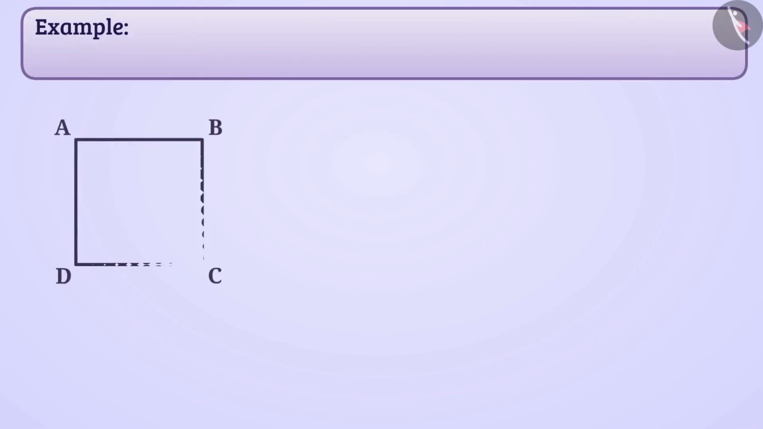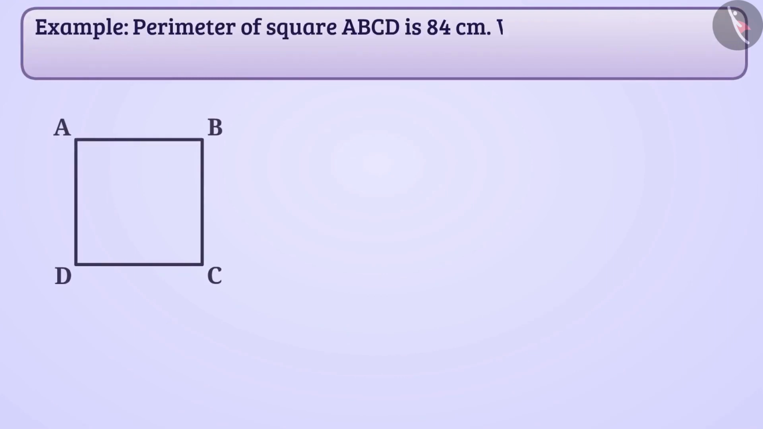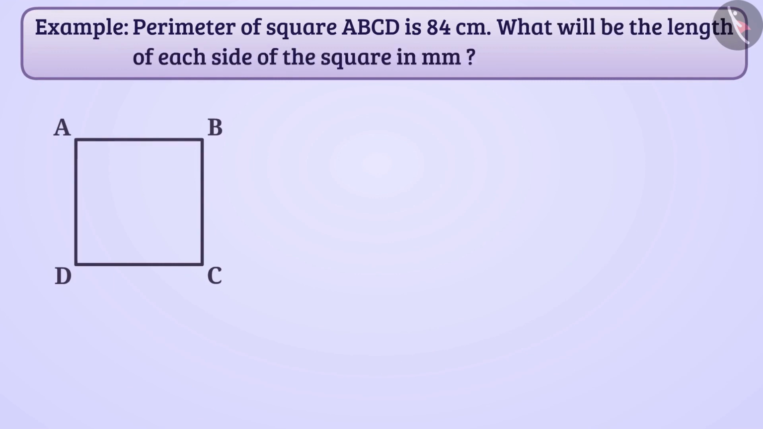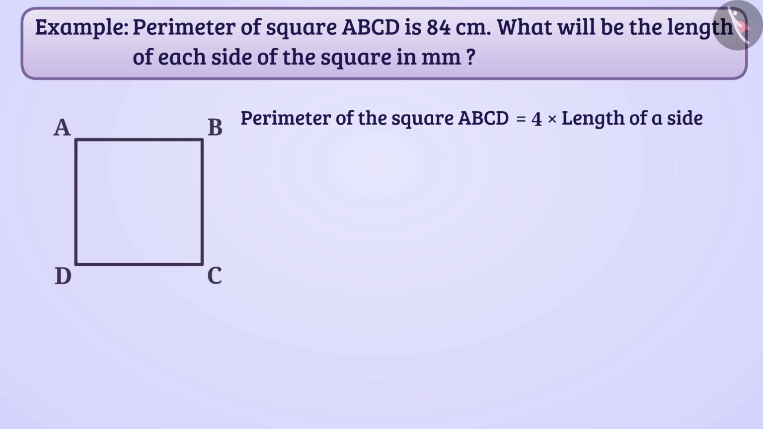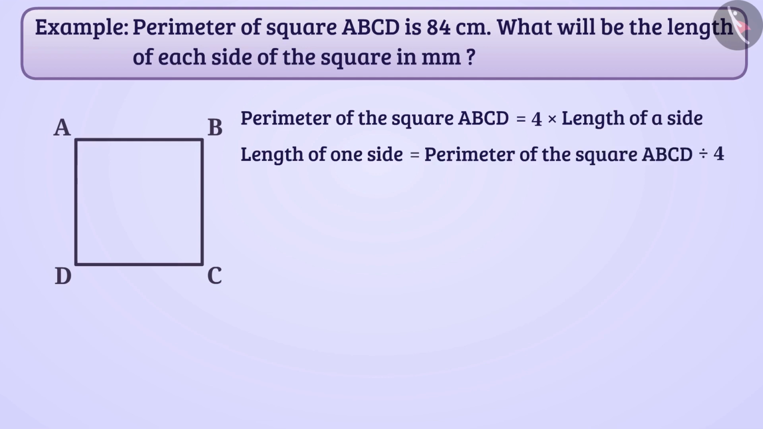Next example. Perimeter of square ABCD is 84 cm. What will be the length of each side of the square in millimeters? We know that the perimeter of square ABCD is equal to 4 multiplied by the length of a side. Therefore, the length of one side will be the perimeter of the square ABCD divided by 4, which is equal to 84 cm divided by 4, which is equal to 21 cm.